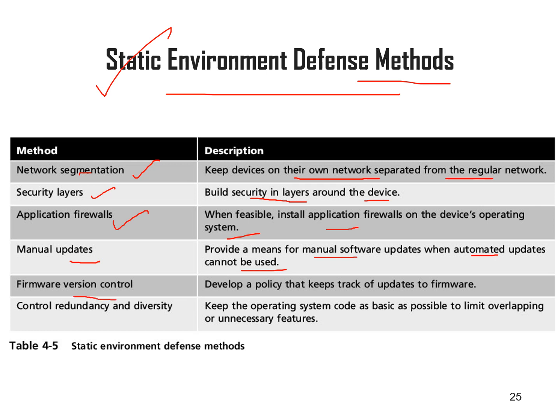Firmware version control: develop a policy that keeps track of the updates of the firmware. So I have to develop a policy to check the updates in the firmware, in the OS. Control redundancy and diversity: keep the operating system's code as basic as possible to limit the overlapping of unnecessary features. This is also a defense method we can use.